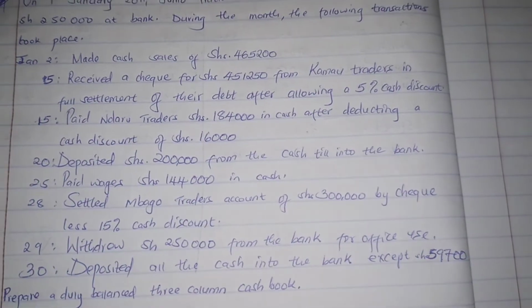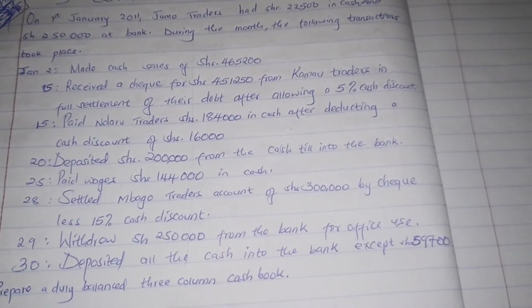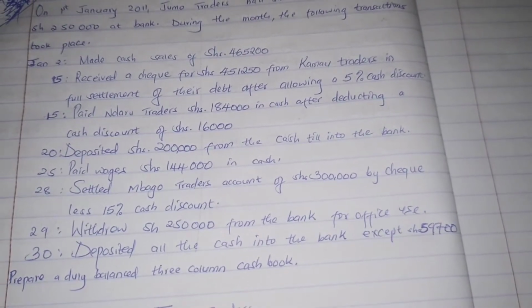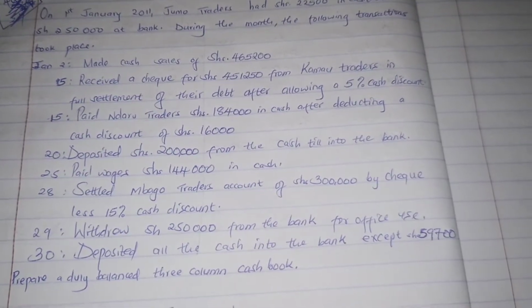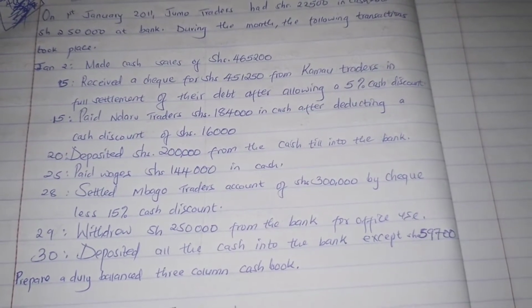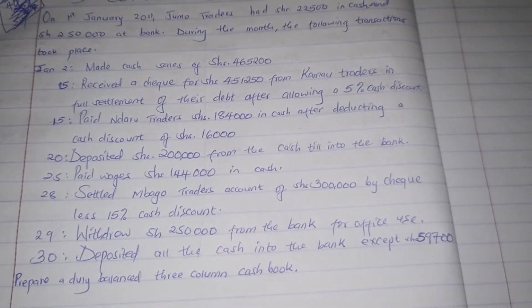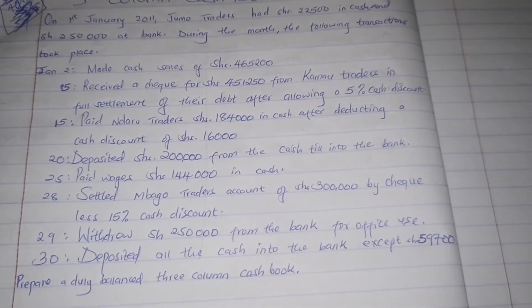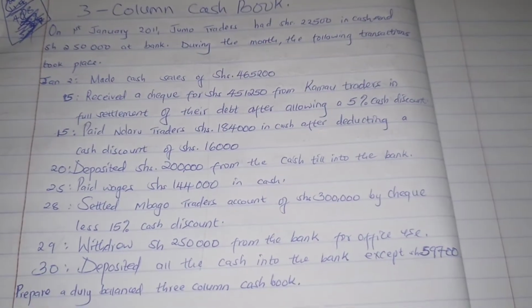On 29th, withdrew 250,000 shillings from the bank for office use. 30th, deposited all the cash into the bank except 59,700. You are required to prepare a duly balanced 3-column cash book. So learners, where do you start?